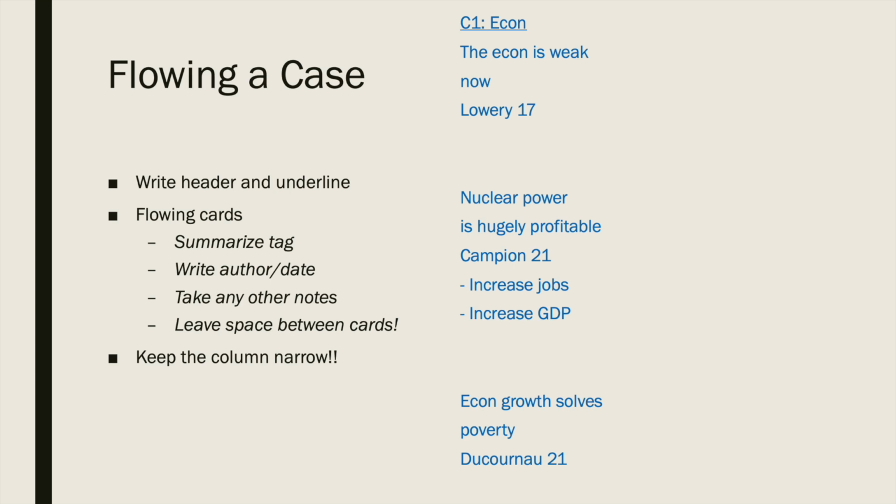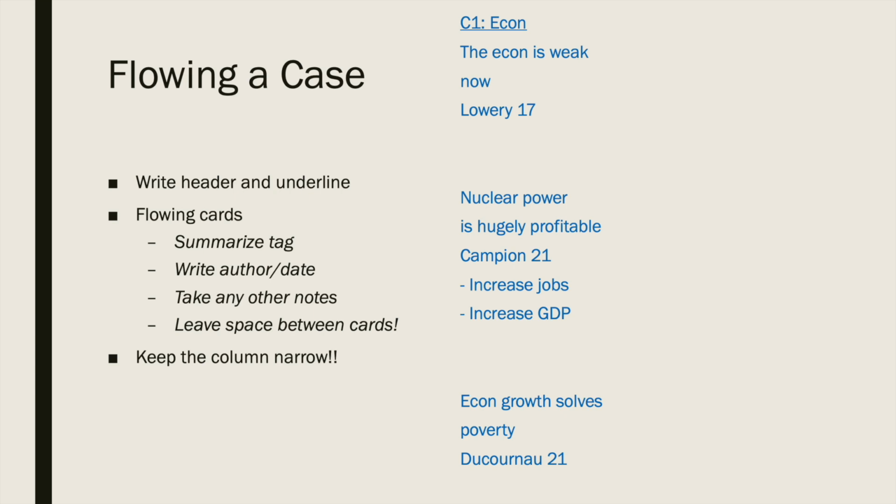And as your opponent is reading cards, you're going to flow the cards by summarizing the tagline and writing the author and date below. That way you can easily refer back to the piece of evidence. So in this case, I could easily refer to this first card by saying the econ is weak now evidence, or saying the Lowry 17 evidence, and the judge immediately knows where on the flow I'm talking about.